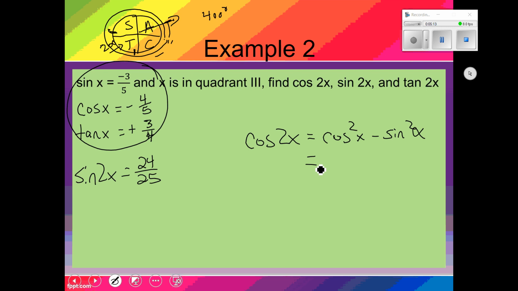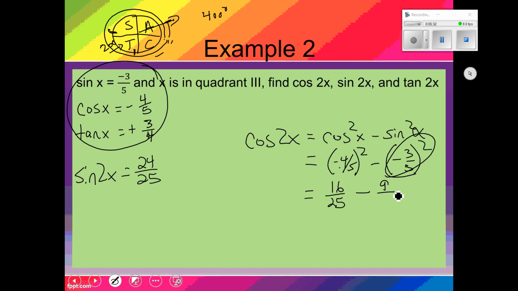So cosine is going to be negative 4/5 squared minus the sine, negative 3/5 squared. So when I square negative 4/5, I'm going to get a positive 16 over 25. Minus, when I square this, I'm going to get a positive 9 over 25. So that's going to make a positive 7 over 25. So I know the cosine of 2x is equal to 7 over 25.